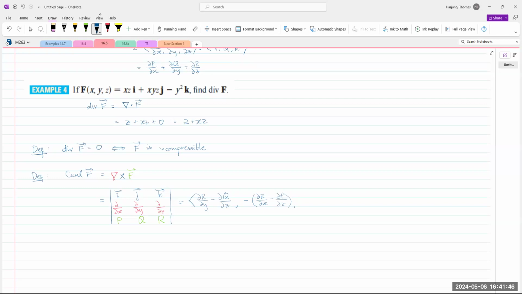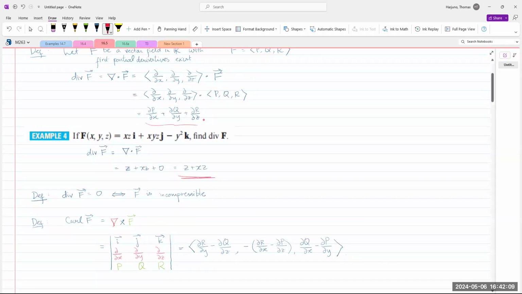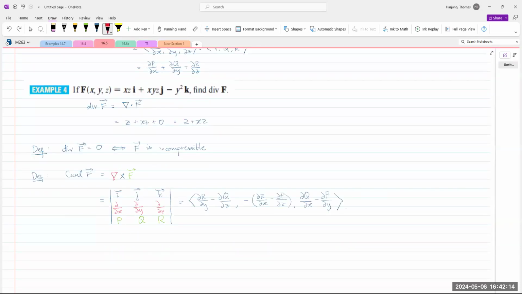Okay, and then the last component, the z component, will be dou q dou x minus dou p dou y. Okay, if divergence of a vector function gives us a scalar, right? It's not a vector, it's a scalar, it's a sum of partial derivatives, right? Then the curl of F will give us a vector. In fact, the curl of vector field F gives us another vector field.